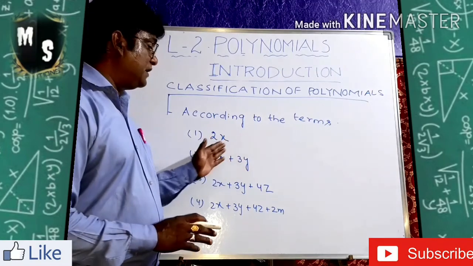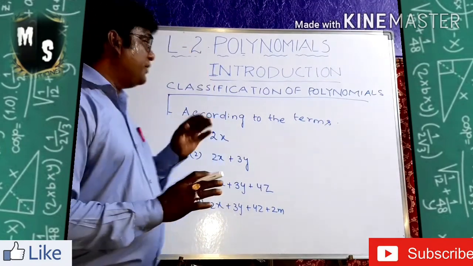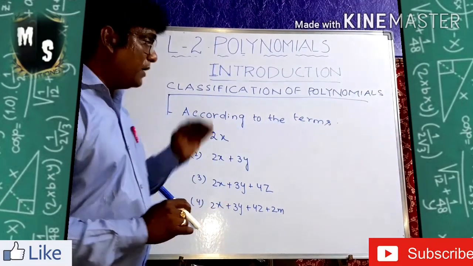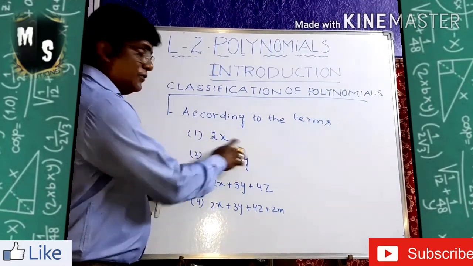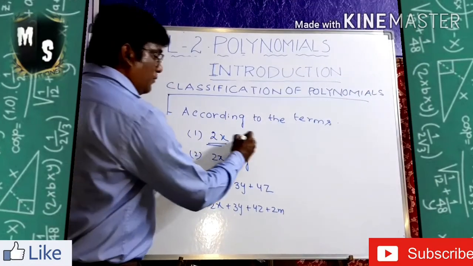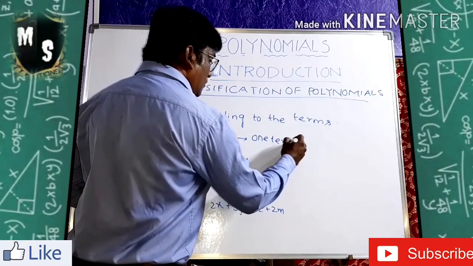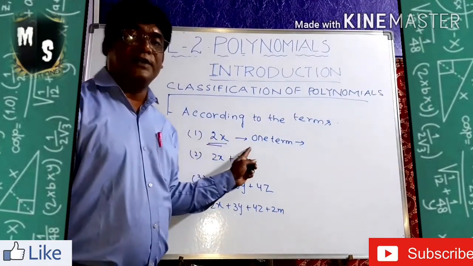They are not separated by any equal sign. So these are pure polynomials. Clear? Now we are going to classify them according to their term. So when you are going to classify them, here nothing is added with 2x. So here only a single term is there. Only one term is available. One term. Why? Because it is not separated with any algebraic symbols.